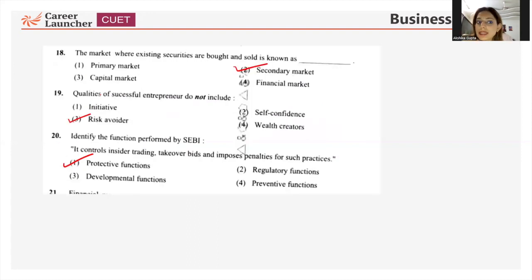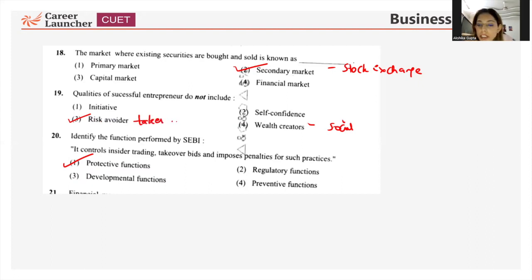The market where existing securities are bought and sold, that is the secondary market, also referred to as the stock exchange. Then the qualities of a successful entrepreneur do not include initiative, self-confidence. They are for the wealth, that is with social gain, and they are risk avoiders. No, they are risk takers.